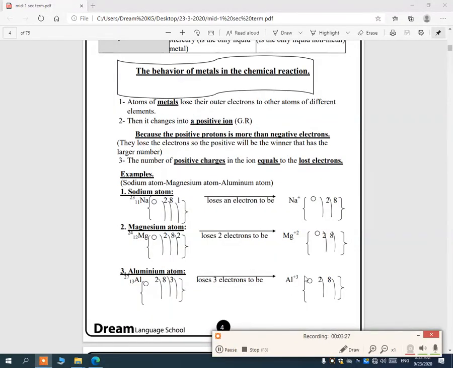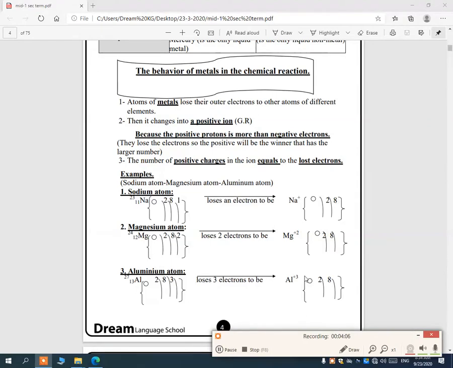Now let's talk about the behavior of the metals in chemical reactions. All of you know that the metals contain less than 4 electrons in the outermost energy level, which means that they are unstable and active, so they need to become stable. So the only solution for the metals is to lose their outermost electrons and change into a positive ion. Why do the metals change into a positive ion when they lose electrons? Because the number of positive protons will be more than the negative electrons.